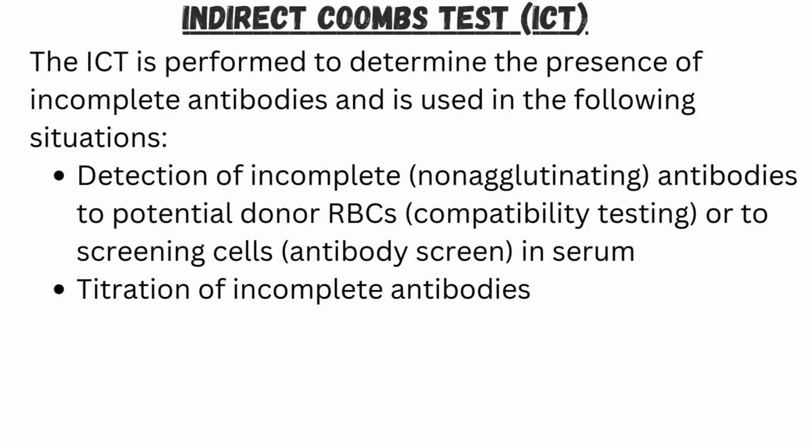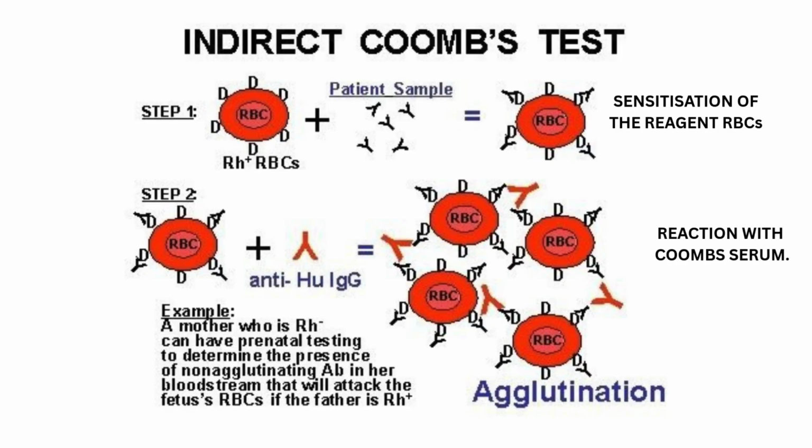Here's how this works. Basically, this test is divided into 2 main steps, which are sensitization of the reagent RBCs, then the reaction with the Coombs reagent. First, the reagent red blood cells are sensitized by mixing them with the patient's serum. After they are sensitized, we wash them to remove all the unbound antibodies.